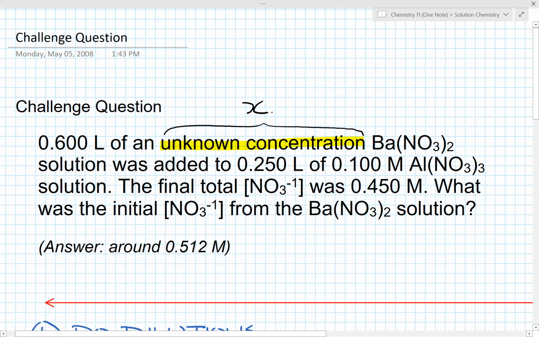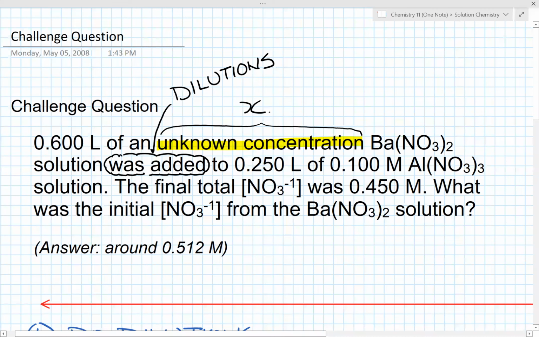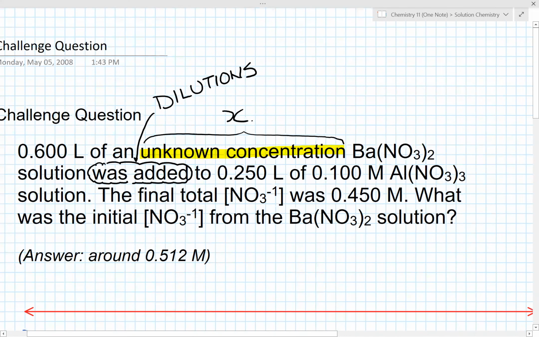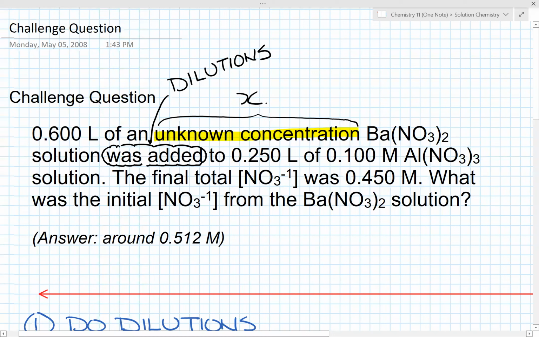Now, notice it says barium nitrate solution was added to another solution. When you see the words was added, you could say dilutions. So you need to use M1V1 equals MFVF. You can try this question right now, and the answer should be around 0.512. You can pause the video right here and try to work out the answer.